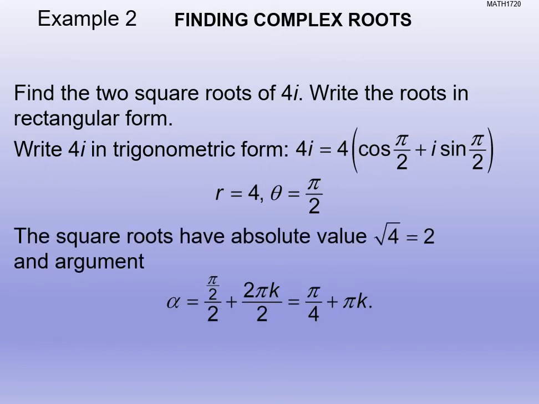Now we're going to solve for alpha. We want to find the square roots. They have an absolute value, right? The square root of 4 is 2. And here's our argument. Since we're in radians, alpha is equal to pi over 2 divided by 2, that's just our theta divided by 2, and n is 2 because that's the root we're looking for. And k is for any nth root here. So we're going to end up with pi over 2 divided by 2 plus 2 pi k divided by 2. That's going to equal pi over 4 plus pi k. So that's our alpha in this case.